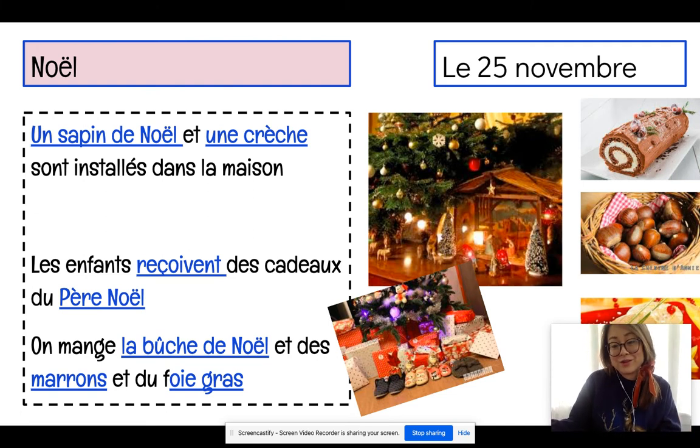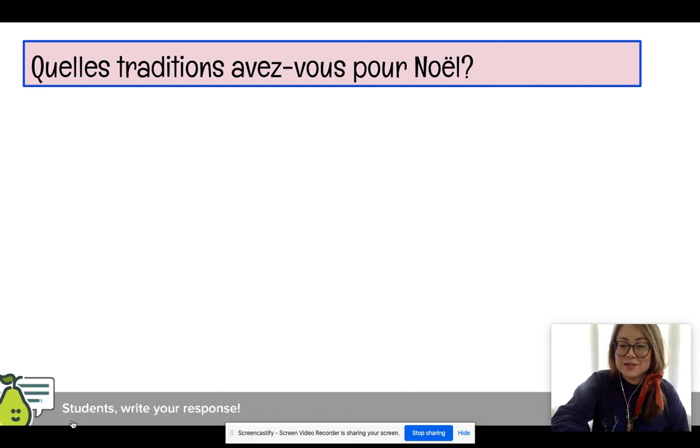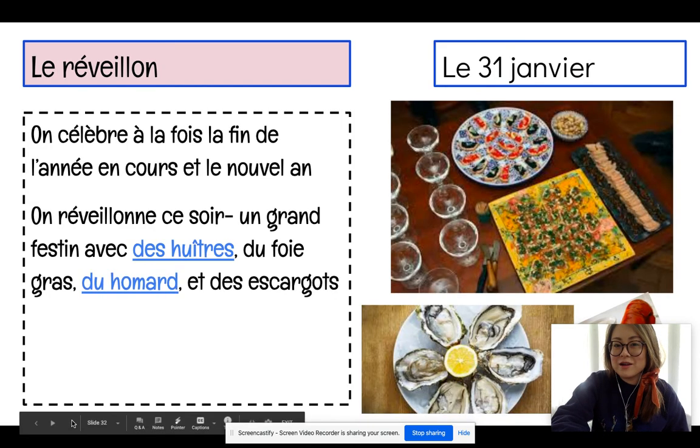I don't really know the process that well because I don't care to eat it, but it's a traditional thing that families eat for Christmas in France, and it's made out of goose liver. There's herbs and spices and some other ingredients in there, and yeah, you can look it up later. Quelle tradition avez-vous pour Noël? So think about how you would answer this question, and then we could talk about this later on.